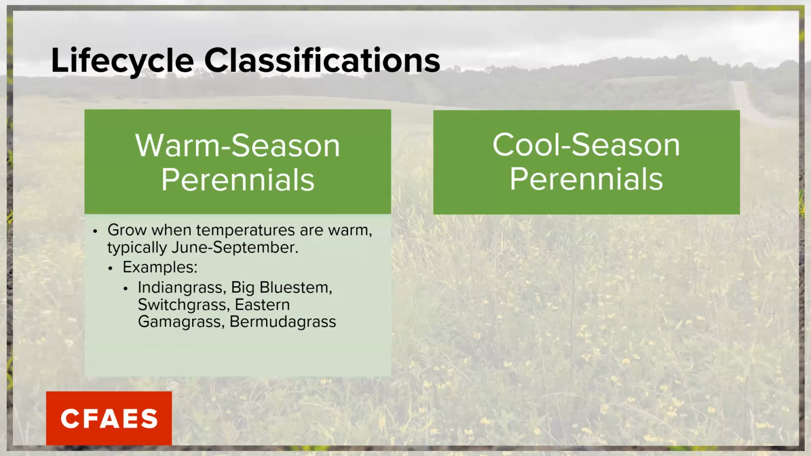Some examples of these are the native warm season grasses that are often promoted for filling the forage gap long term or for conservation purposes. Indian grass, blue stem, switchgrass, eastern gamma grass, and in some cases, Bermuda grass. I know we have some people joining us in Pastures for Profit that are not from Ohio, and Bermuda grass may be more common in the area where you live.